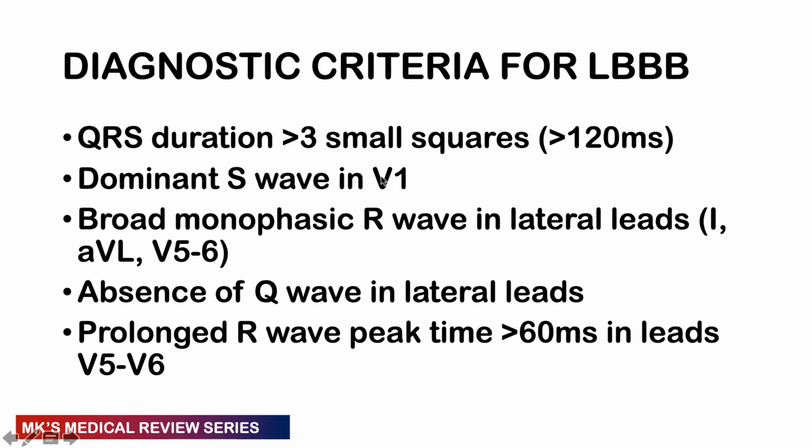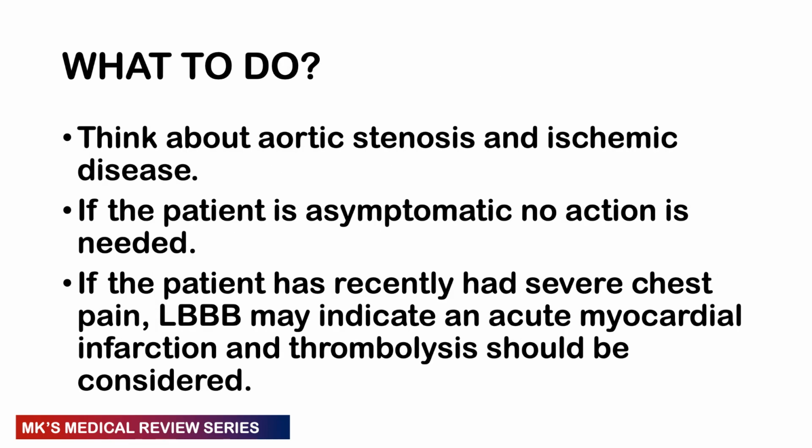So what's our diagnostic criteria for left bundle branch block? You're going to have a QRS complex that is broad, greater than 3 squares. You're going to have a dominant S wave or a deep S wave in V1. You're going to have a broad monophasic R wave in the lateral leads, so lead 1, AVL, V5, V6. You're going to have absent Q waves in your lateral leads, again lead 1, AVL, V5, V6, and you have a prolonged R wave peak time greater than 60 milliseconds in leads V5 to V6.